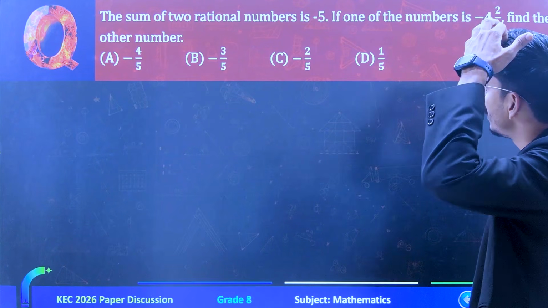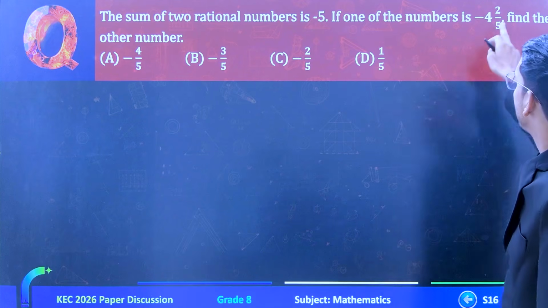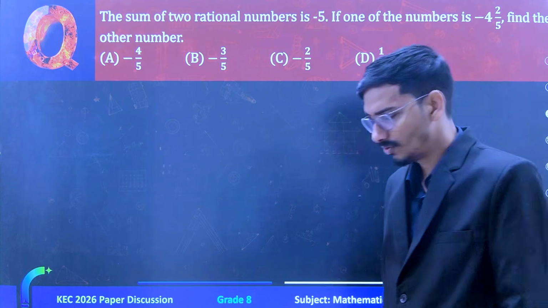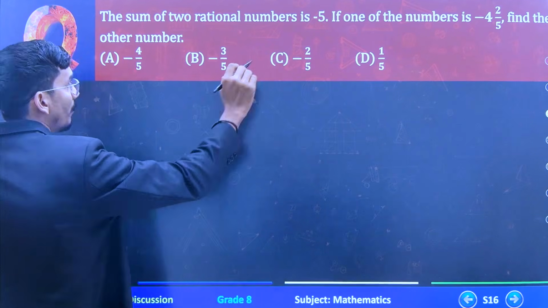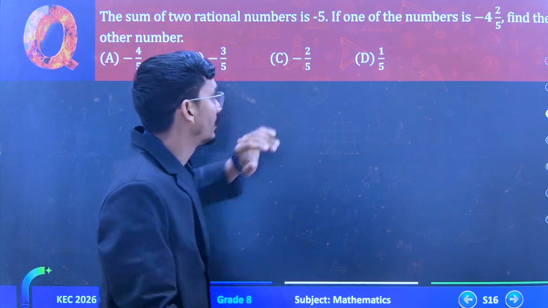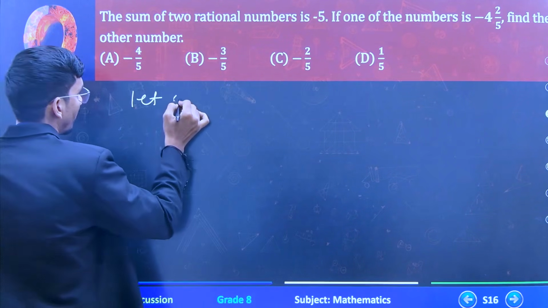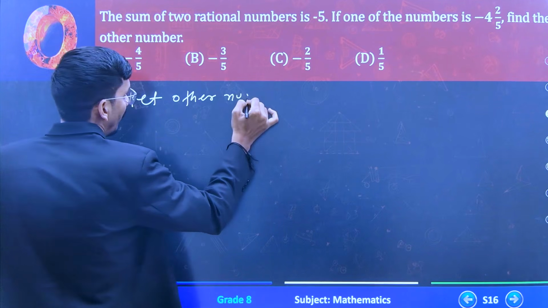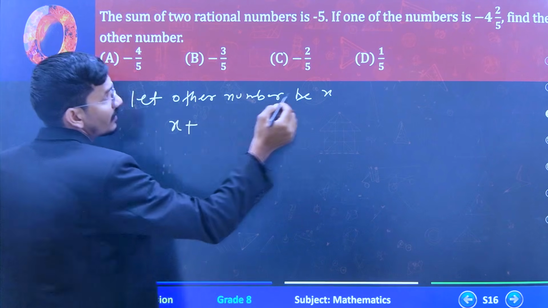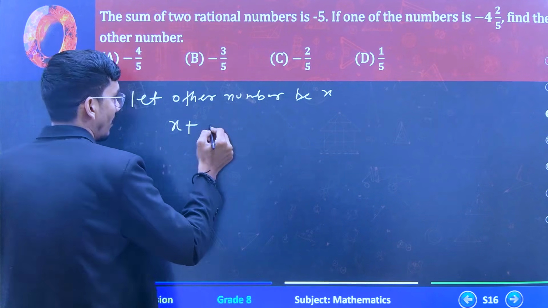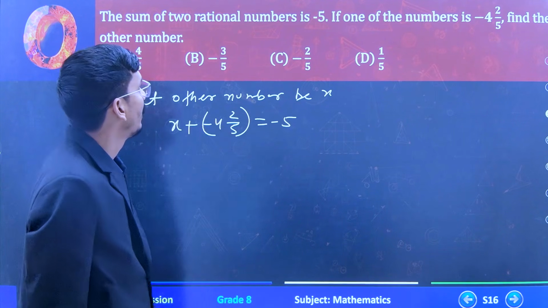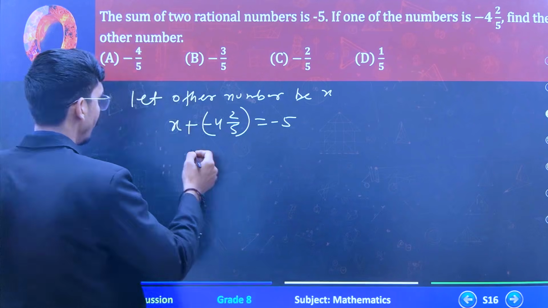The sum of two numbers is minus 5. One number is minus 4 integer 2 by 5. Find the other number. So simple. Let the sum of two numbers be minus 5, one of them is this. So let the other number be x. So x plus this quantity, minus 4 integer 2 by 5, equals minus 5. Okay, now simplify.